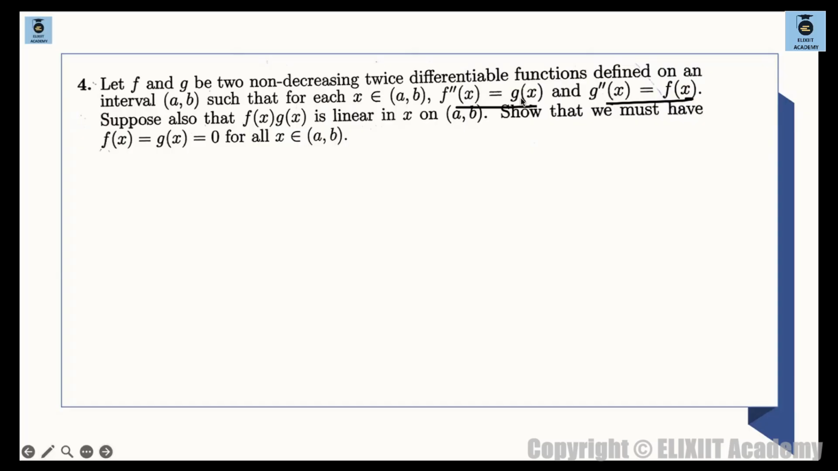Okay, so what is given? F double dash of x is equal to gx, g double dash of x is equal to fx. F and g are non-decreasing twice differentiable functions. And fx into gx is linear. This is the third information. So suppose I consider one function hx, which is fx into gx, and this is a linear function, which must definitely be of the form ax plus b, where a and b belong to all real numbers.